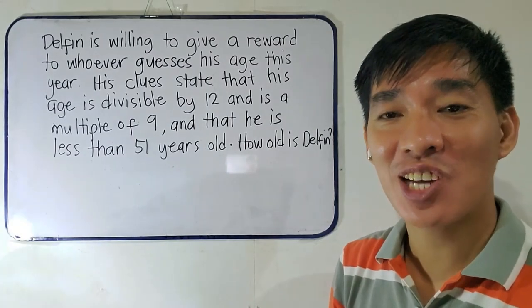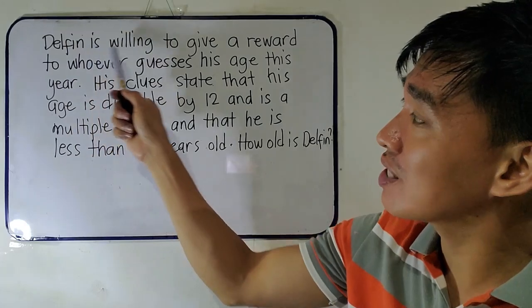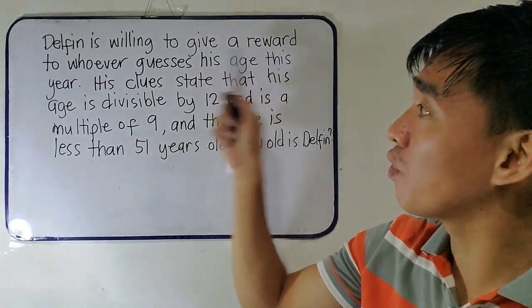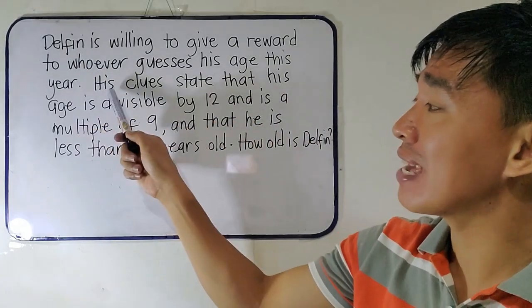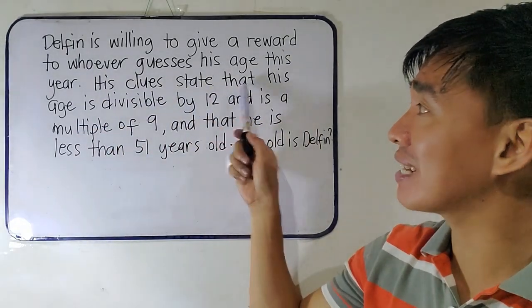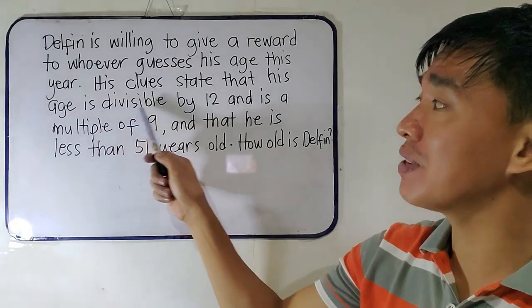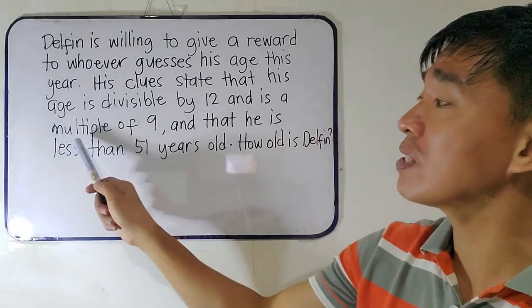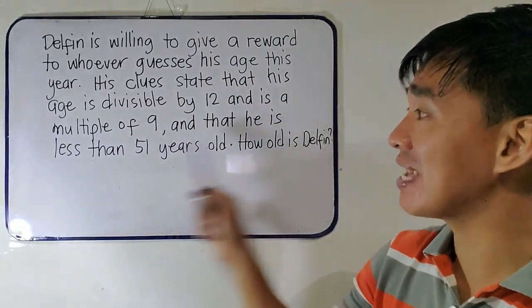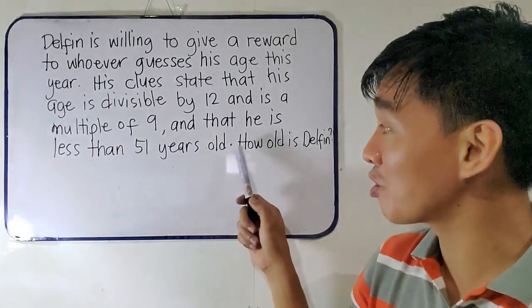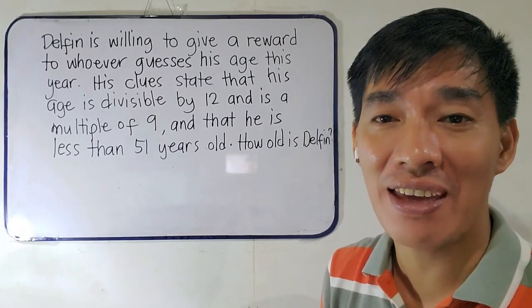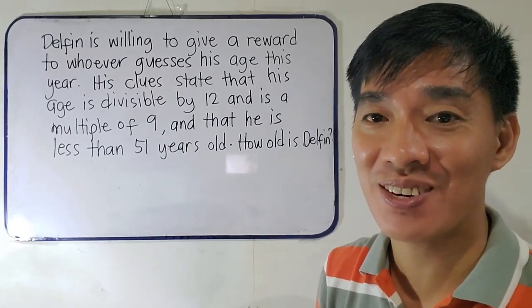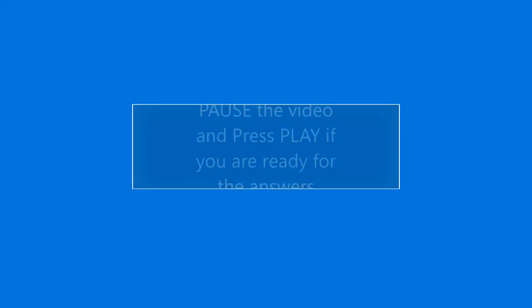Here's our next challenge. Delphine is willing to give a reward to whoever guesses his age this year. His clues state that his age is divisible by 12 and a multiple of 9, and that he is less than 51 years old. How old is Delphine? Pause this video and think about the answer to this problem.